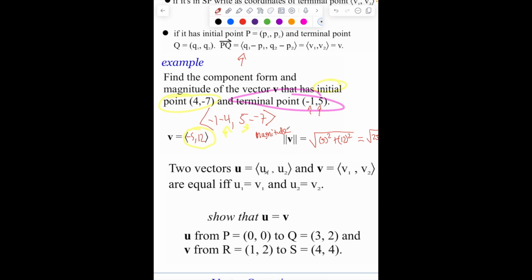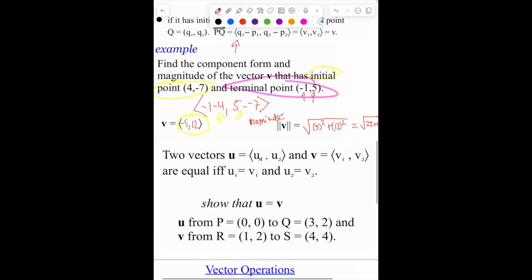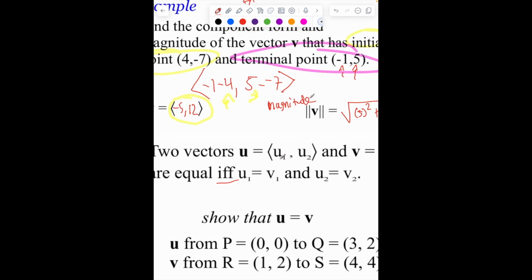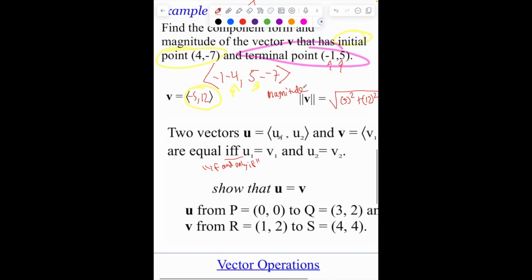Couple more examples. Two vectors, <u1, u2> and <v1, v2>, are equal if and only if u1 equals v1 and u2 equals v2. This is not a typo, okay? This means if and only if. So any other examples, anything else you get, it's not going to work.